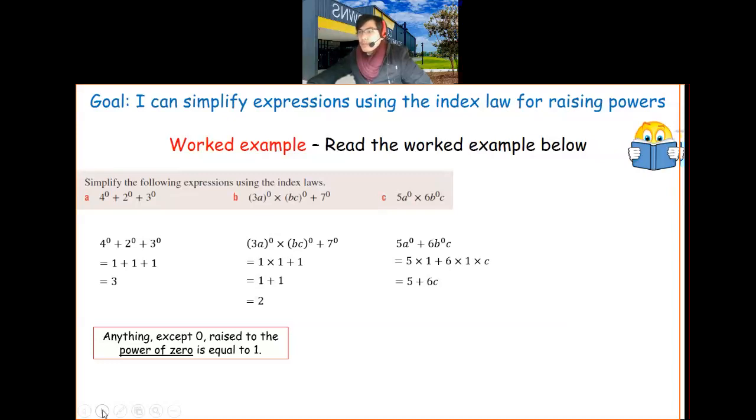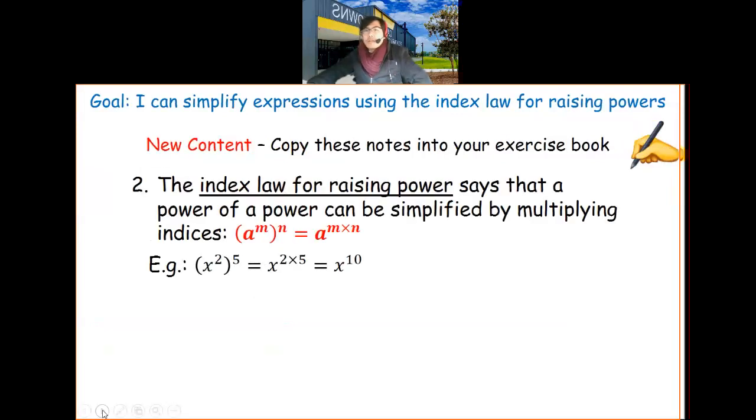All right, I'm going to move on here. The second piece of notes that I would like you to write later is that the index law for raising a power says that a power of a power can be simplified by multiplying indices, okay? So here we have a to the power of m in brackets raised to the power of n, and that's equal to a to the power of m times n. So you can see here what we've done is we are just multiplying the powers.